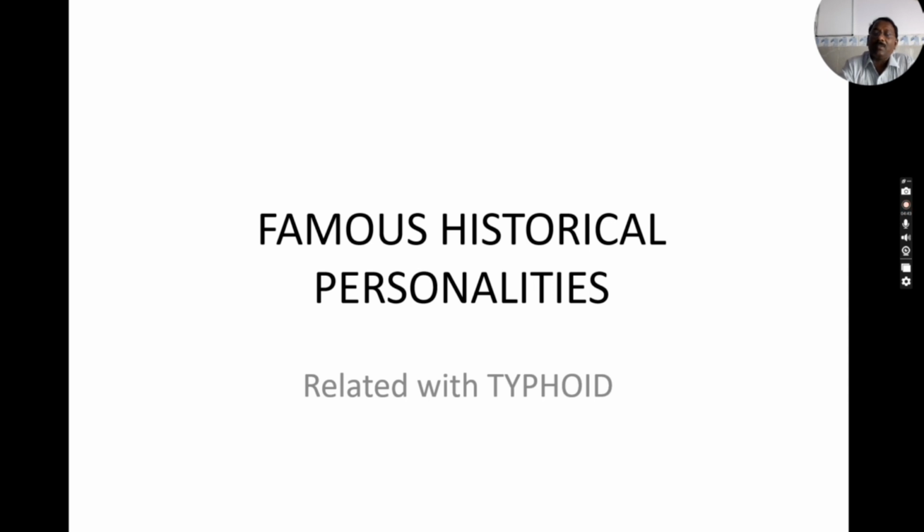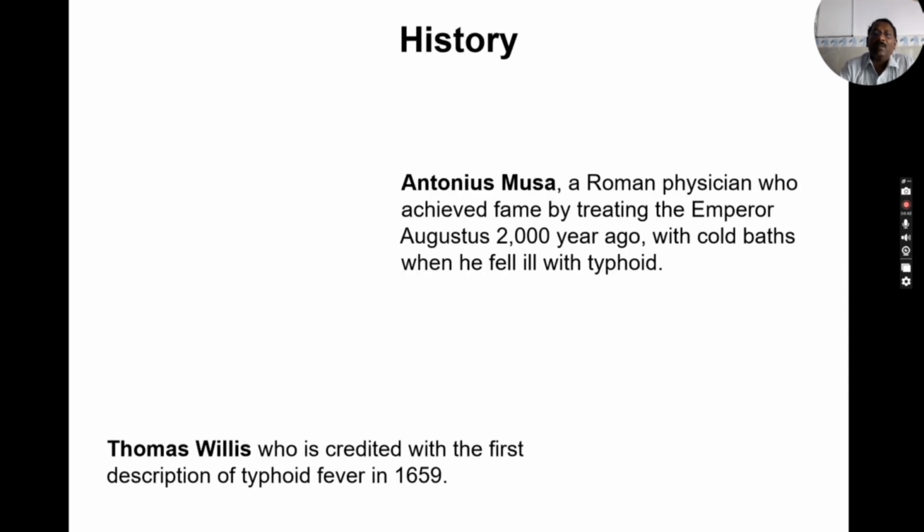So there are famous historical personalities related to typhoid. Antonius Musa was a Roman physician who achieved fame by treating the emperor 2000 years ago. How did he treat? Not with ciprofloxacin or erythromycin, just with cold baths. When the emperor fell ill with typhoid, it was cold bathing. 2000 years ago, that was the only treatment given by the Roman physician, and he was appreciated a lot by the emperor.